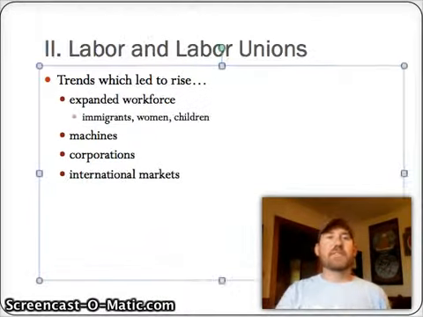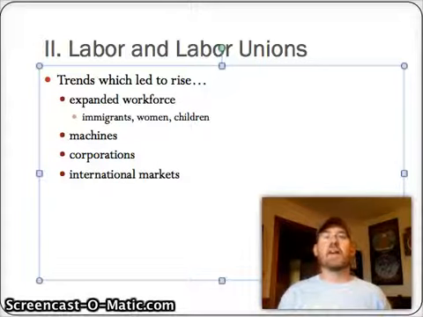Now, out of this factory system and the heavy industrialization that is happening in the country at this point, you start to see the rise of labor and labor unions as a response to some of the injustices or abuses that are happening to workers during this time. There are several trends which lead to a rise in these unions, and first and foremost is that you have a much expanded workforce at this time, and it's because of that second wave of immigration that we're dealing with in the country, and we'll talk about here in a second.